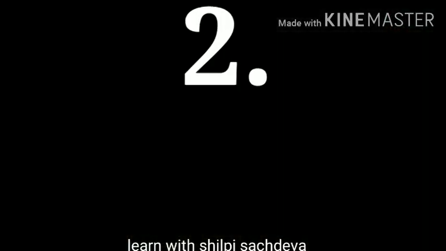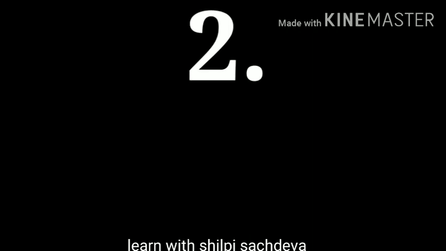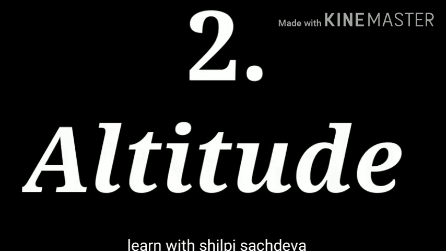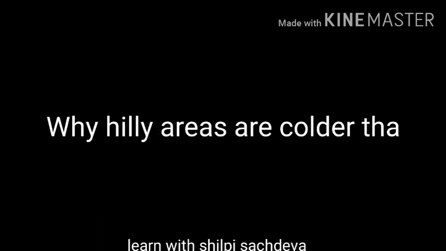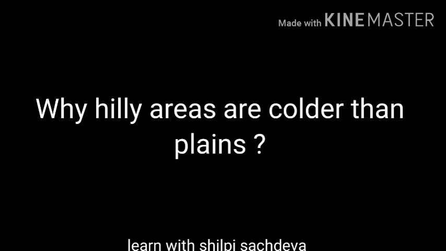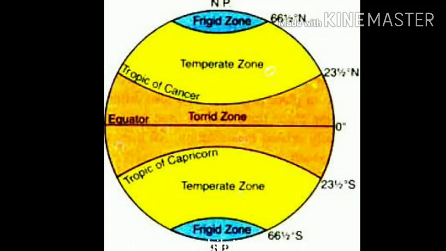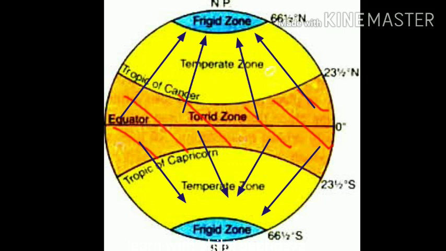The second factor that affects the climatic condition of India is altitude. Before discussing it, let me ask you one question: why are hilly areas colder than plains? The answer is that near the equator the temperature is very high, as it is a torrid zone area, but the temperature decreases when we move towards the poles, that is, towards the frigid zone. Now let me explain why this happens.